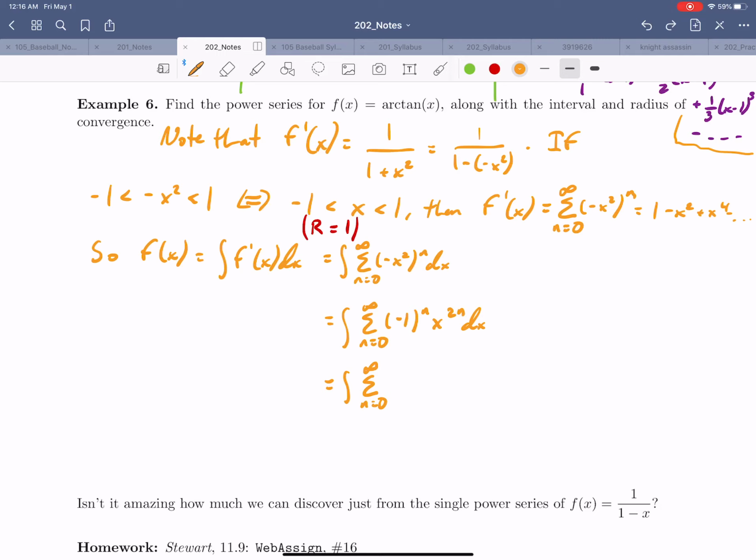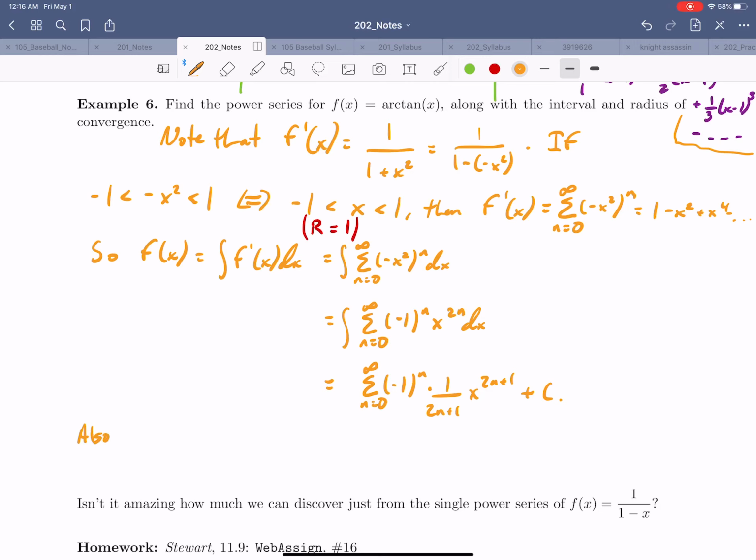Okay? So we're going to wind up getting negative 1 to the n times 1 over 2n plus 1 x to the 2n plus 1. Oh, and by the way, sorry, we're not actually integrating that. So just the sum. No integral. Sorry about that. And then, of course, we have to do plus c. Okay? So that would be our answer, but we do note that we have an initial condition.